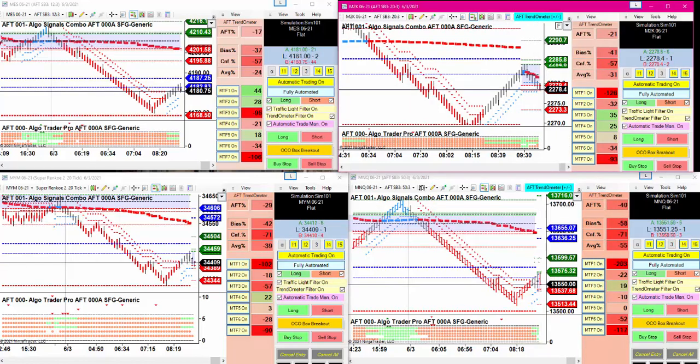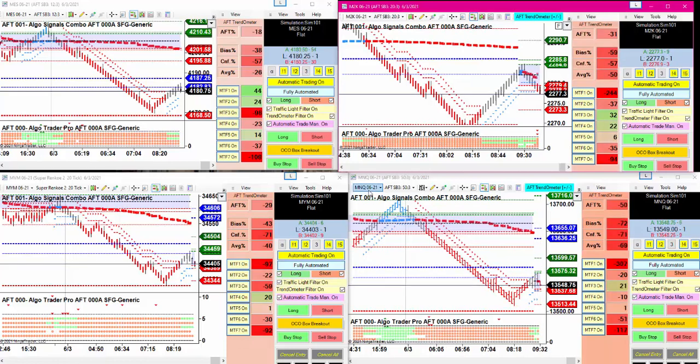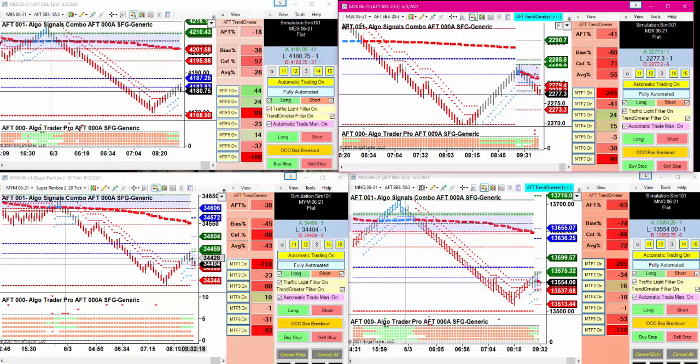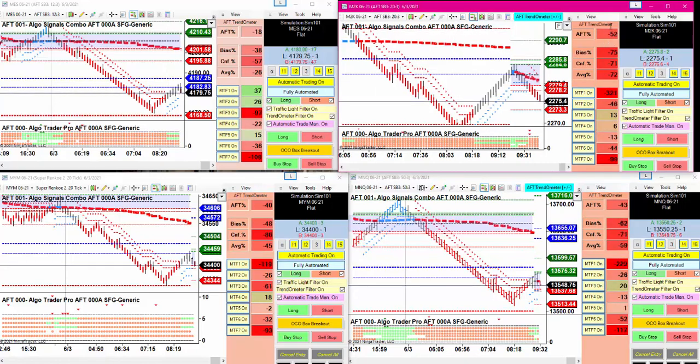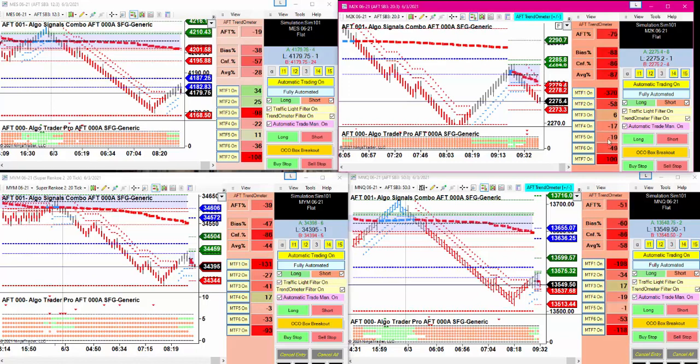Your MNQ is starting to print its range here. Your YM is starting to print its range. ES is just getting started here. Now you see on the M2K we're at minus 52 here. And you see the majority of our time frames here are in the negative, in the red.